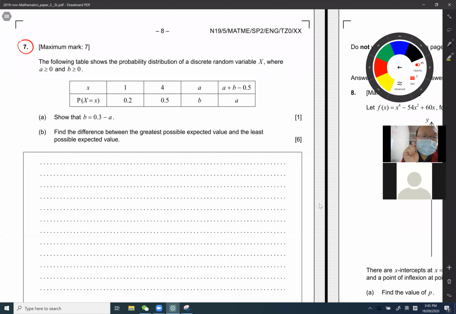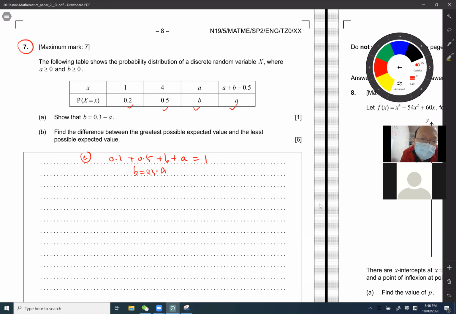Part A. This is the probabilities. So all probability together equals 1. Therefore, A plus B equals 0.3 minus A.